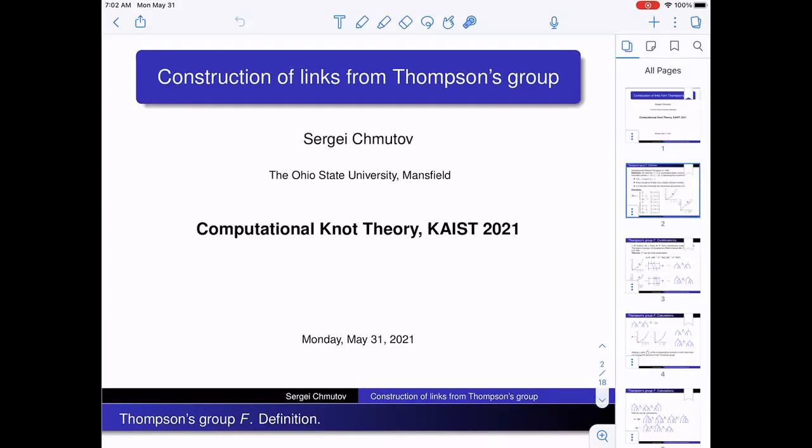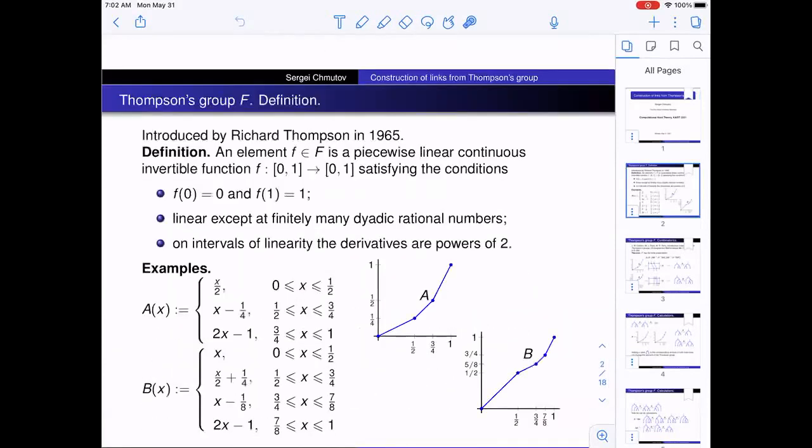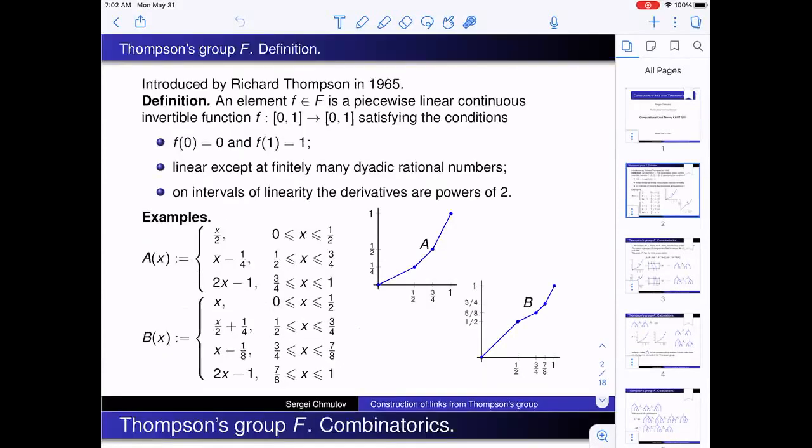The Thompson group was introduced in 1965, and its elements are functions, homeomorphisms of the interval from 0 to 1, and each such homeomorphism is going to be a piecewise linear continuous function from the interval from 0 to 1 to itself, and it's supposed to satisfy certain conditions.